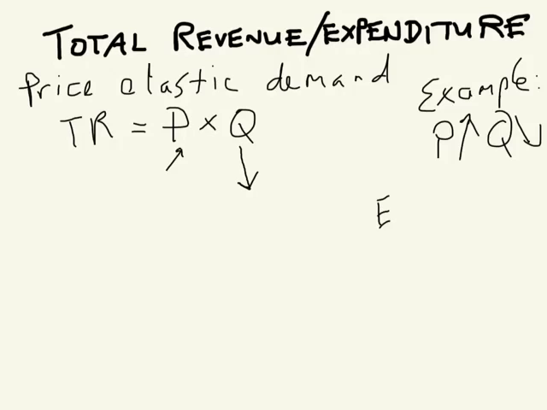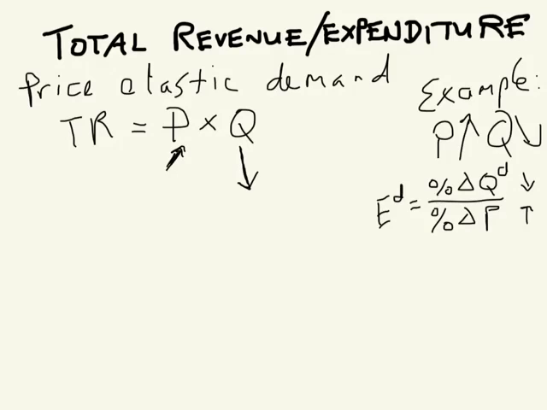Remember that the elasticity of demand is just the ratio of the percentage change in quantity demanded divided by the percentage change in price. That's always less than 1 because if price is going up, quantity is going down. So in the case of a price rise, you've got a negative in the numerator and a positive in the denominator. But anyway, notice that if we've got this price elastic demand, price goes up, quantity demanded goes down.